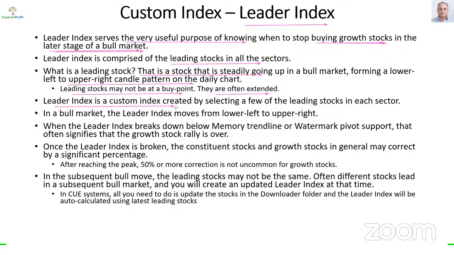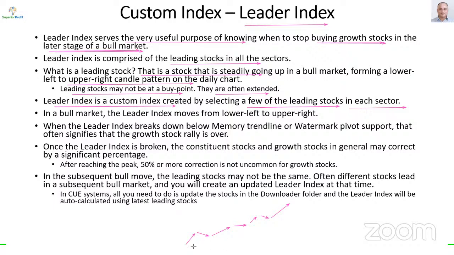Leader index is a custom index created by selecting a few of the leading stocks in each sector. So it's not sector specific, it represents the growth stocks in all the sectors. Usually growth stocks, when they go up, they will go up in the leading stocks at the bottom left to top right pattern on the Q Global charts. So we take the top few leading stocks from each sector, create the constituent stocks, and then create a custom index for leader index.